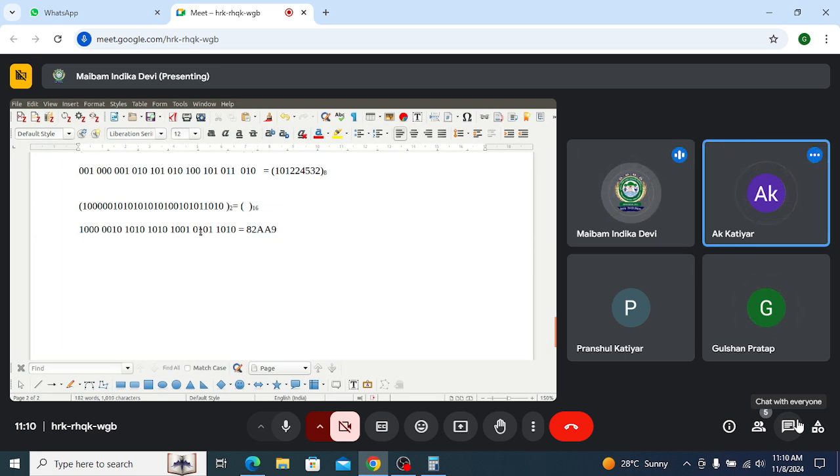Then 0101, what is this? 5. Then 1010, what is this? Again A, it is 10. 10 will be written as A. So this is the hexadecimal equivalent of this binary number. Easy.